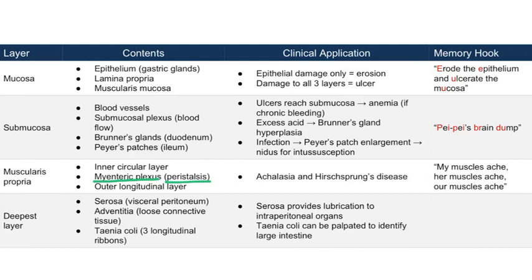After all, it's sandwiched between the inner circular layer and the outer longitudinal layer, which layers are responsible for movement of food throughout the GI tract. So the plexus between these two muscular layers would logically contribute to peristalsis, which brings us to our pathological tie-in. Any disruption of this layer can lead to achalasia or Hirschsprung's disease.